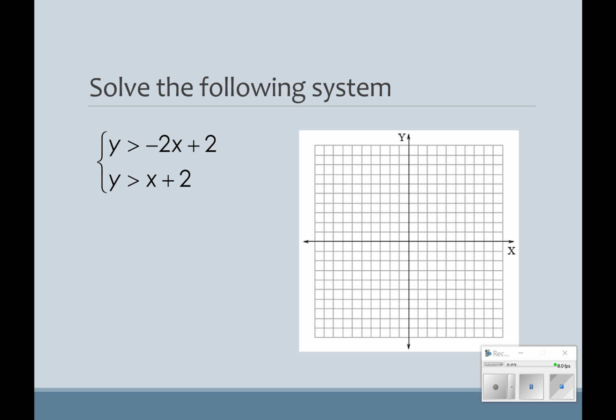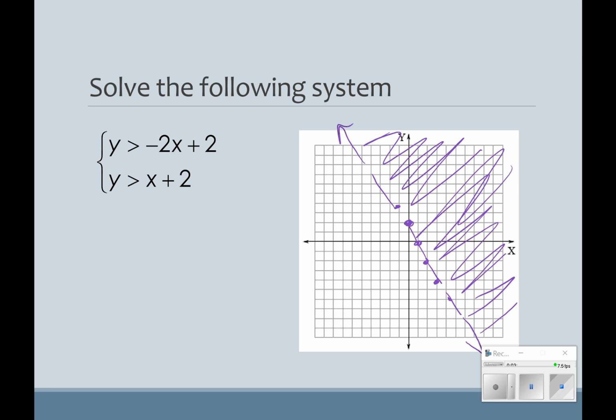Now we have a system. So we have two inequalities that we're going to graph. So y is greater than negative 2x plus 2. So my y-intercept is 2. My slope is negative 2. Okay, it's just greater than, so I'm going to have a dotted line. Okay, and it's greater than, so we're going to shade this way, all up here.